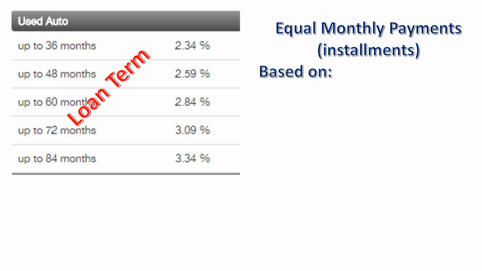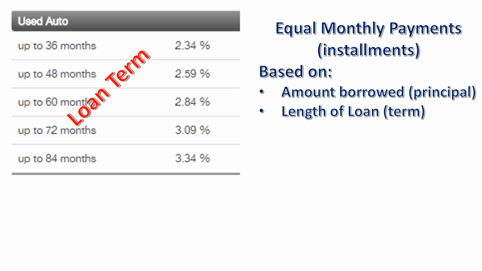The monthly payments will be based on several things. First off, how much are you borrowing? In other words, the principal. What's the length of the loan? In other words, the term. And thirdly, the interest rate. Those three numbers will determine what the monthly payment is.